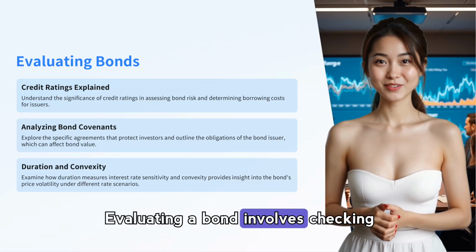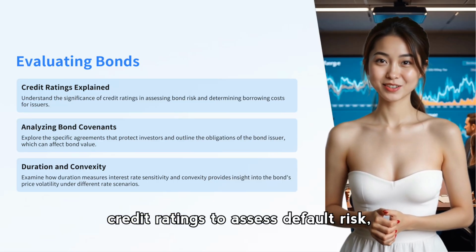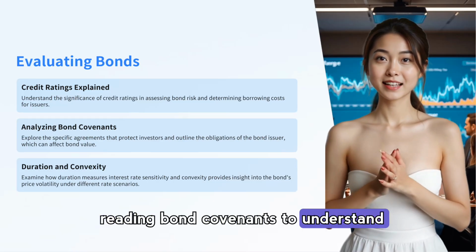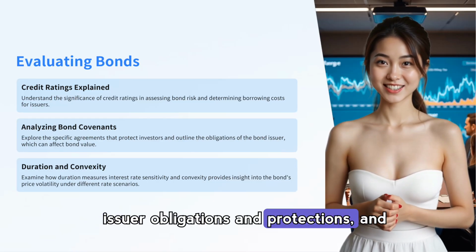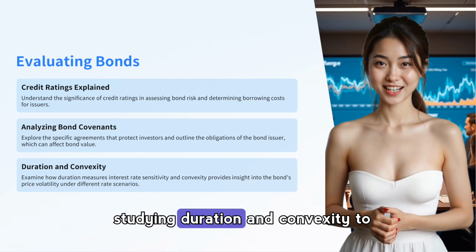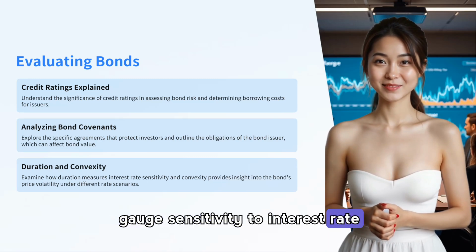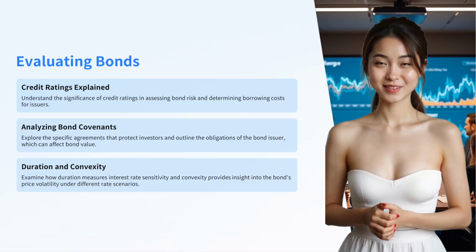Evaluating a bond involves checking credit ratings to assess default risk, reading bond covenants to understand issuer obligations and protections, and studying duration and convexity to gauge sensitivity to interest rate movements and potential price volatility.